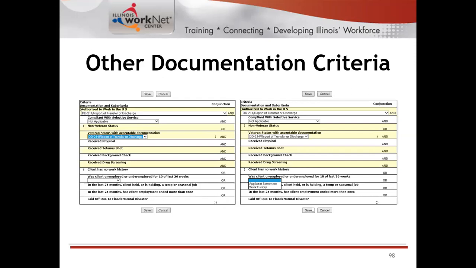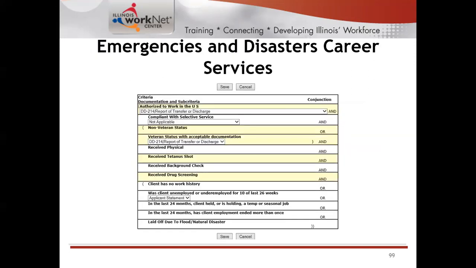So two choices of documentation are applicant statement or work history. So if you think about it, it's almost one and the same because the client would be listing their work history under an applicant statement. So what you'll find is for the no work history, it's an applicant statement for in the last 24 months held or is holding a temp or seasonal job. It's going to be work history applicant statement.